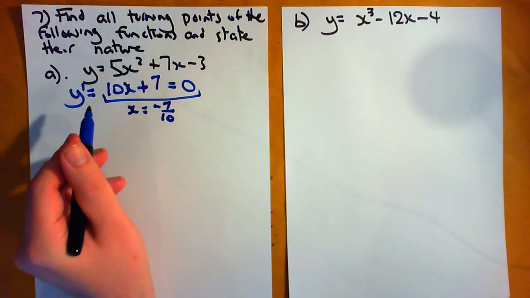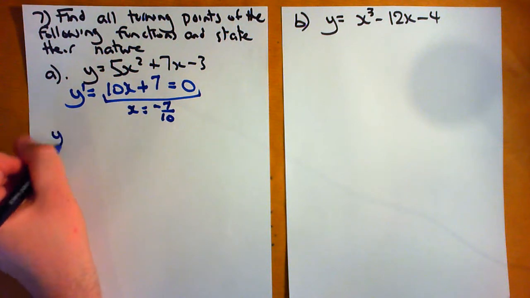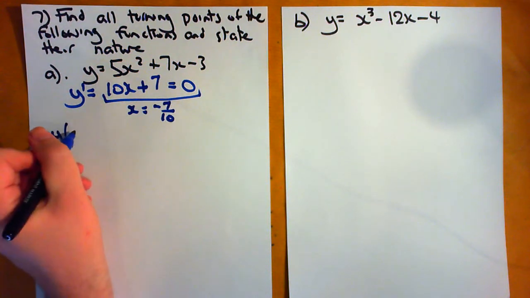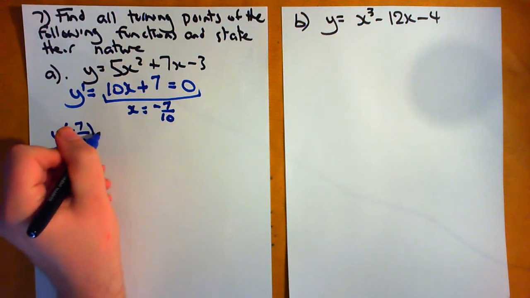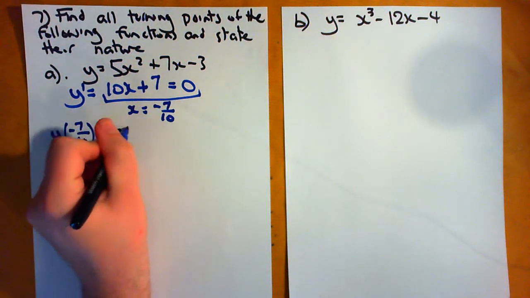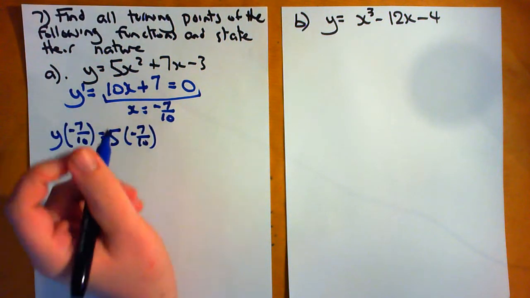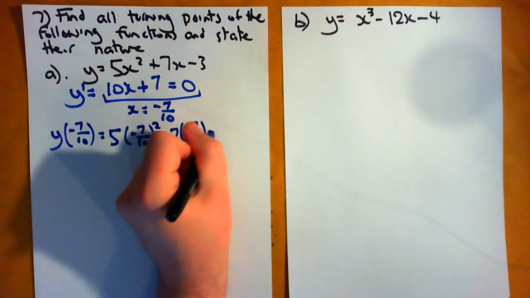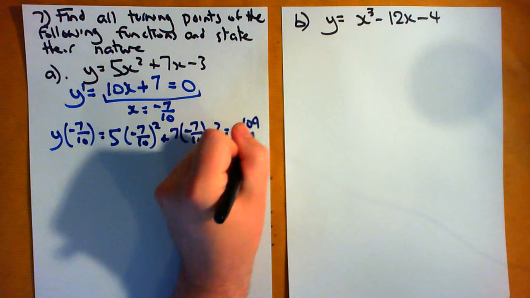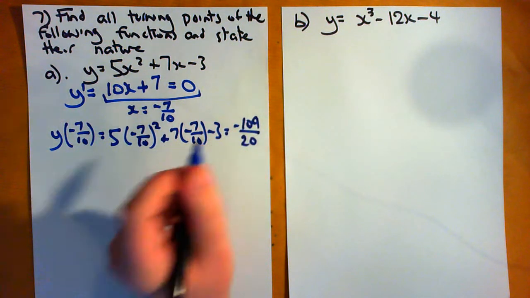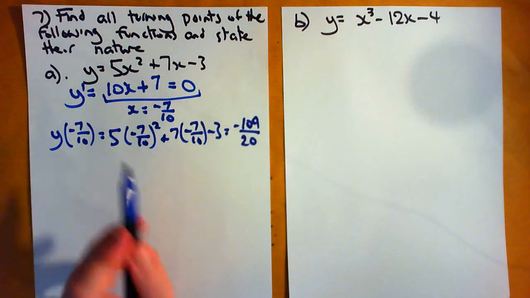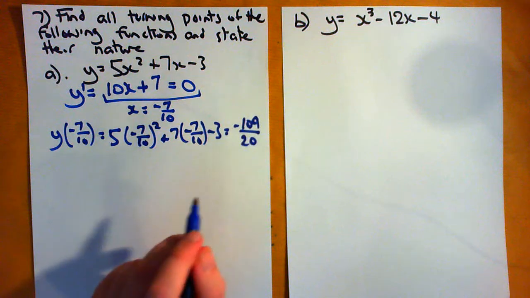Now we need to work out what the y value is. Because we've got the x coordinate, we need the y coordinate. So the y coordinate is going to be y of minus 7 over 10. We need to substitute into the original. So we get 5 times negative 7 over 10 squared plus 7 times negative 7 over 10 minus 3, which gives us negative 109 over 20. So we have that there's a turning point at x equals negative 7/10 and y equals negative 109/20.